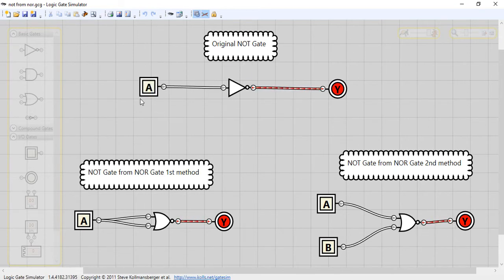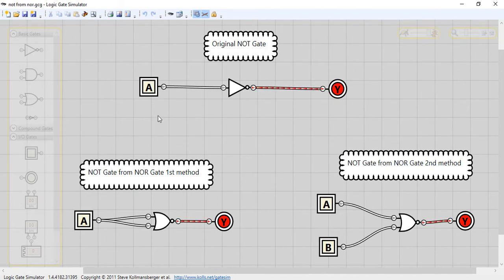In our original NOT gate, the value of A is 0 here, but the output is 1. Likewise, in my first method also you can see the input A is 0 and the output is 1. And also in my second method, the value of A is 0 and the output is 1. We are not changing the value of B here, so let the value of B be 0 as it is. You only check the output by changing the value of A here.